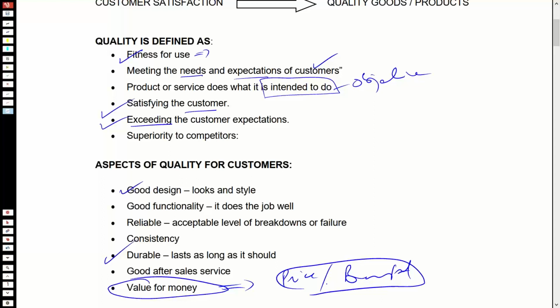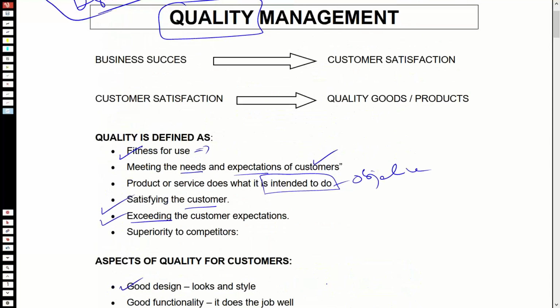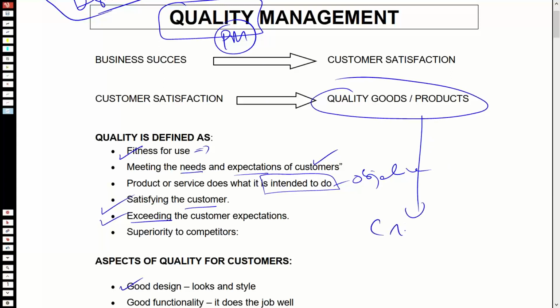Now, let's move a bit forward and discuss further. From the perspective of any organization, quality plays a significant role in performance management. If you want to succeed as a business, quality goods and quality services are a critical aspect of the business. You want your customers to be happy and satisfied.